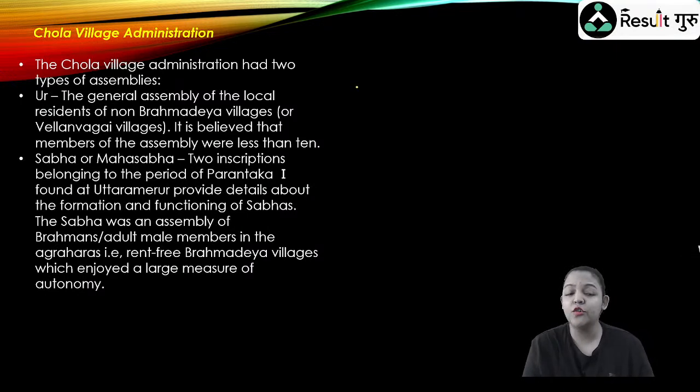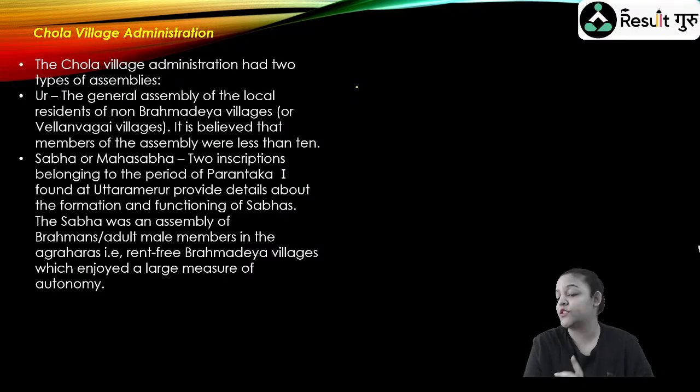So, Sabha was an assembly which was mostly found where, guys? Mostly in Brahmadeya villages, villages which had already been given as land grants or as agrahar to religious institutions or to Brahmins. The assembly basically comprised Brahmin adult male members. And these people enjoyed a great measure of autonomy, because I'm sure you know by now that whenever you give someone a land grant, you, as a king, are basically forsaking all the rights from that grant.